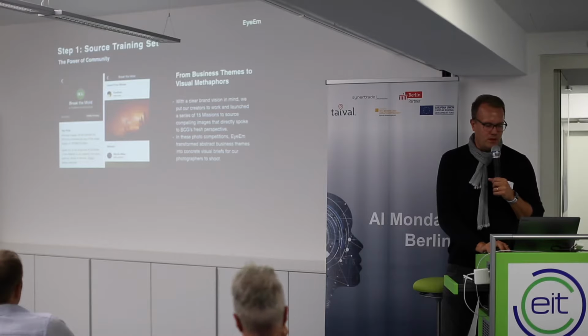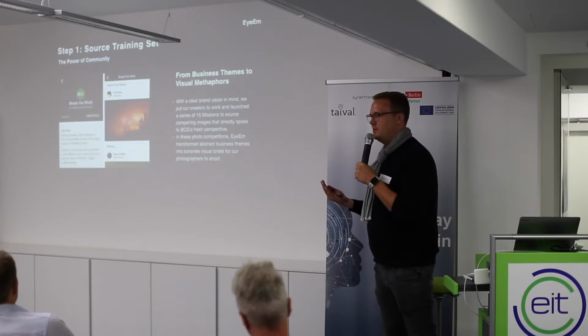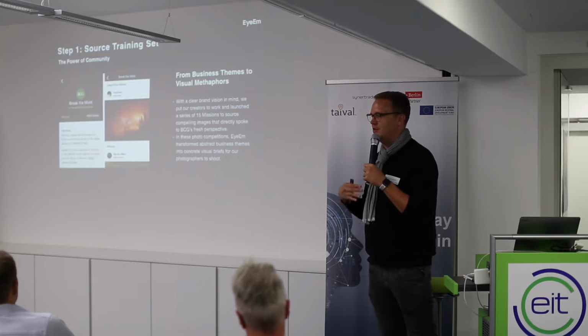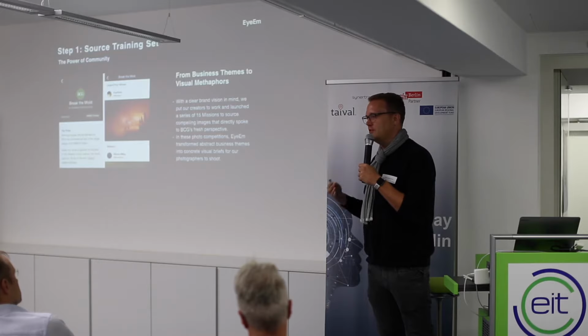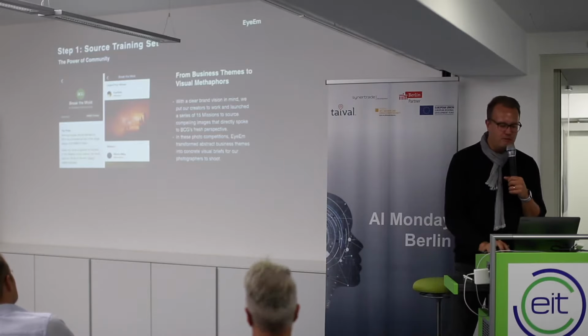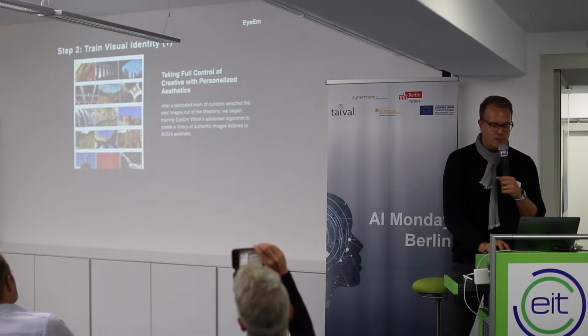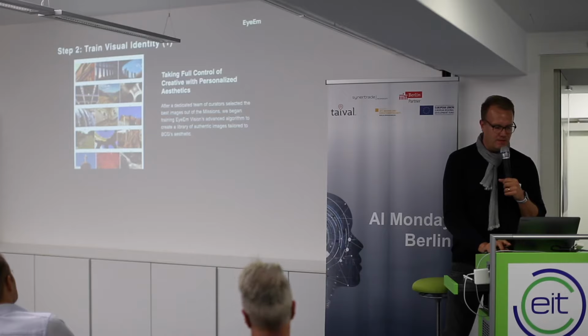So step number one, we trained with BCG, we sourced the training set. What we did here was very interesting. We ran global photo contests, so we crowdsourced all the content that they were looking for. We sent out brand briefs and used the power of the crowd to get the right content on brand as an initial training set. In this case, it was a couple of 100 photos at the very beginning. Then we trained it, and I'll give you a demo of that in a bit.